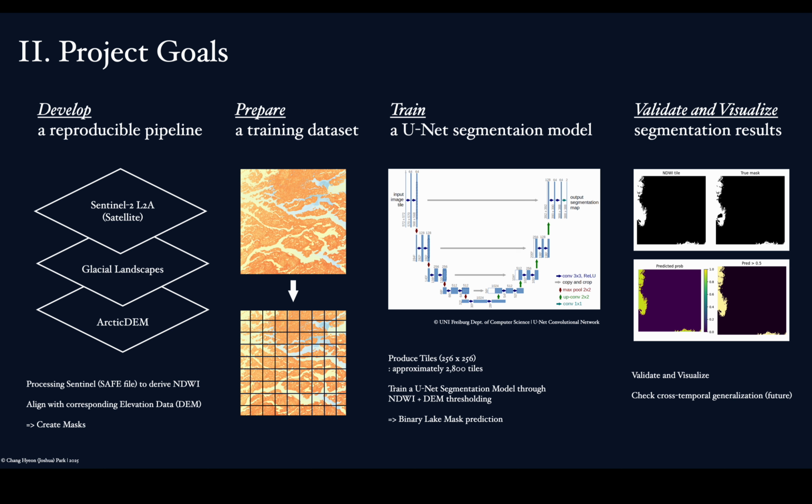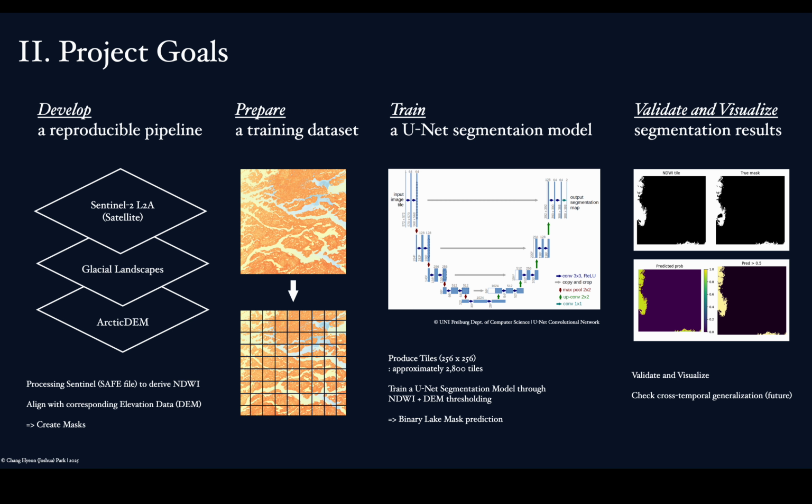So the project can be mainly divided into these four different portions. First, I developed a reproducible pipeline where I combined Sentinel-2 L2A, lower atmosphere satellite imagery, with Arctic DEM data, which stands for Digital Elevation Model, to create a preliminary mask or a map that a computer can understand. And then I prepared a training dataset where I divided these maps into different little digestible size patches that we can feed into a machine learning model.